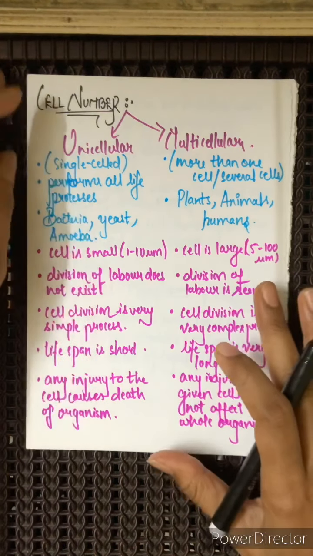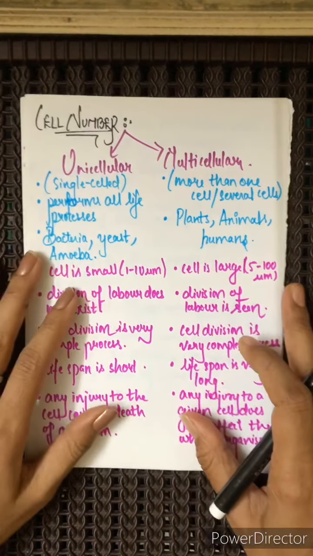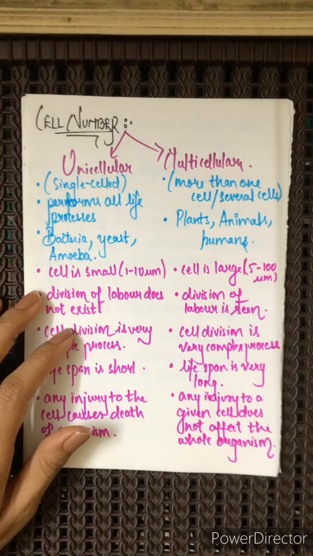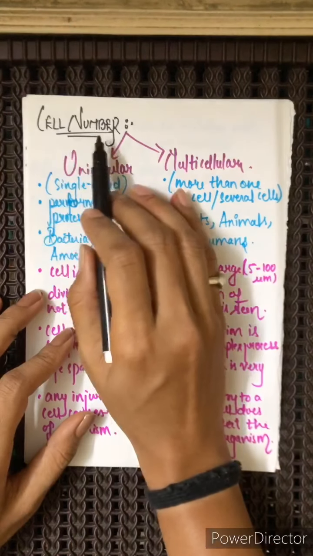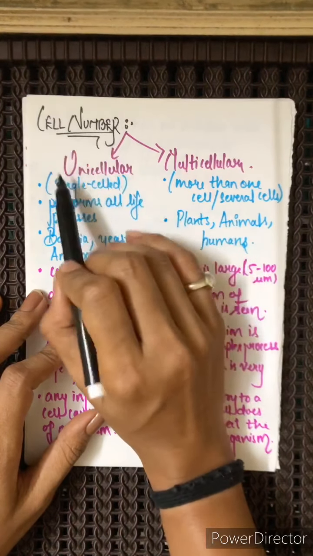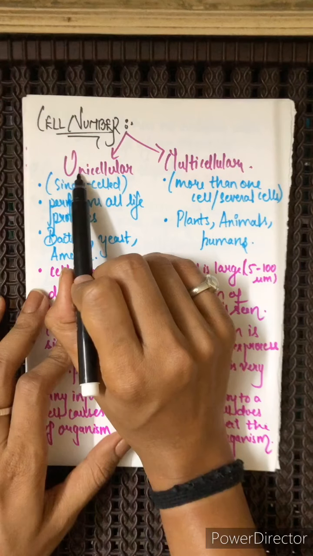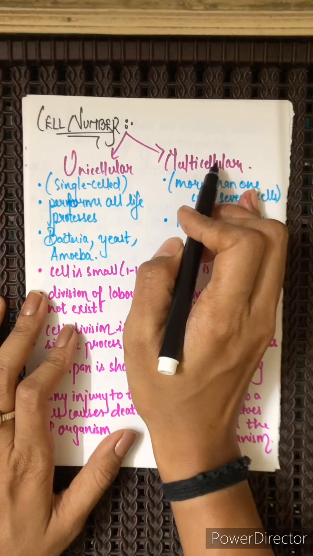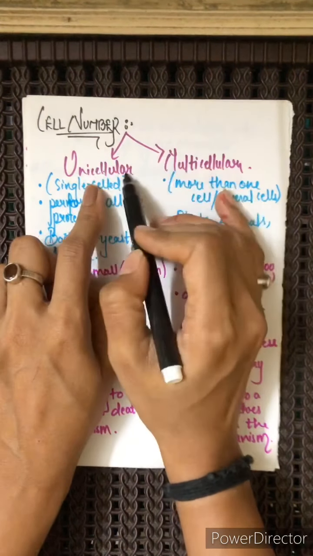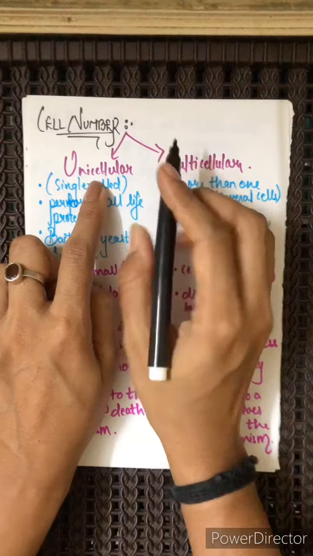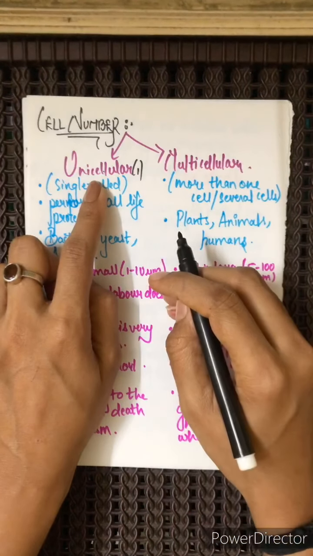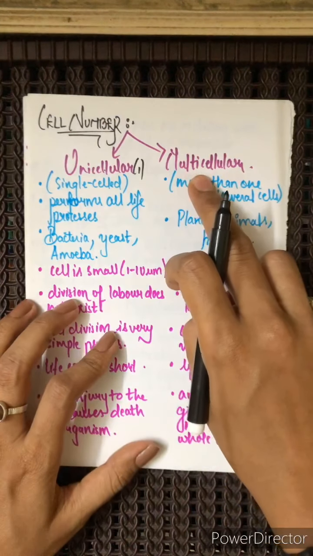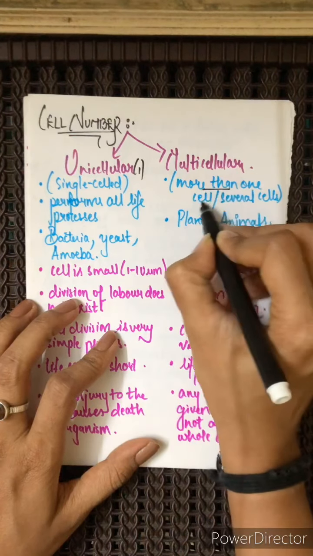Now talking about the cell, that is cell number, cell shape, cell size, and so on. First of all we shall be talking about the cell number. We have already understood in the very first part that there are different kinds of organisms, unicellular and multicellular. The unicellular organism is made up of only one cell, that is, one cell forms the whole organism. A multicellular organism is made up of more than one cell.